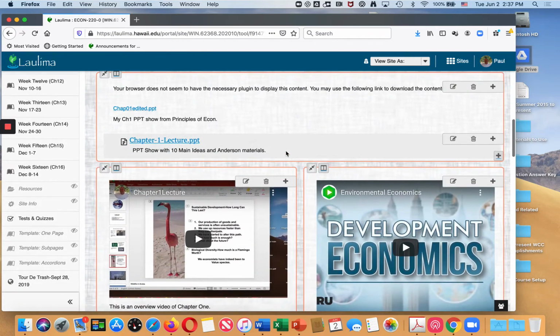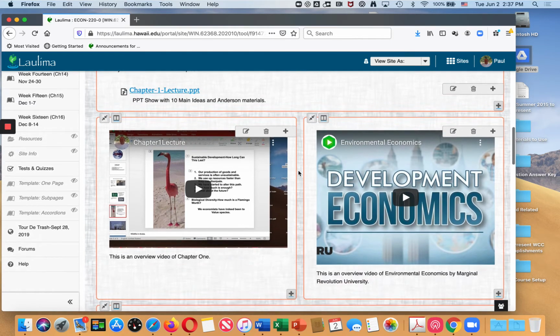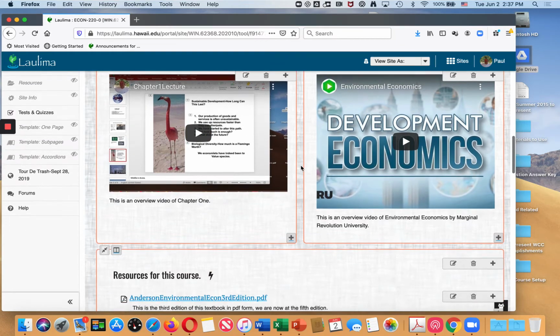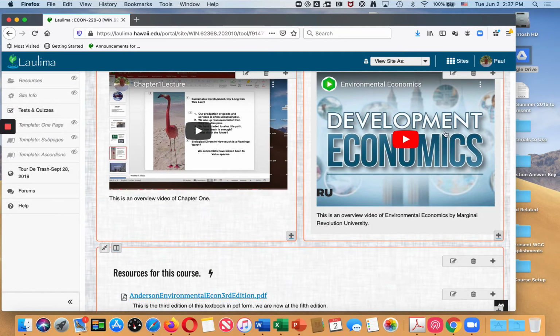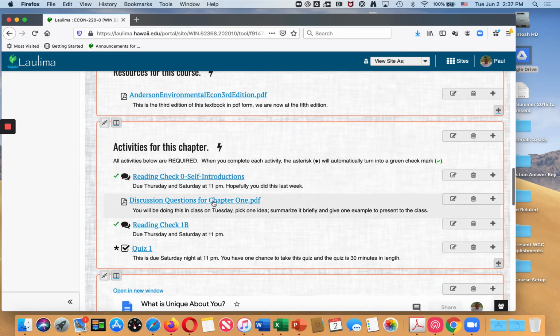Now I also have the lecture right here, but I've also downloaded the lecture and did a screencast of it, so that's available here. And I oftentimes like to have other material, other things that I get from YouTube that pertain to the chapter, and I find lots of different sites. So here's one of development economics here. Now I have various resources and the different reading checks and such.